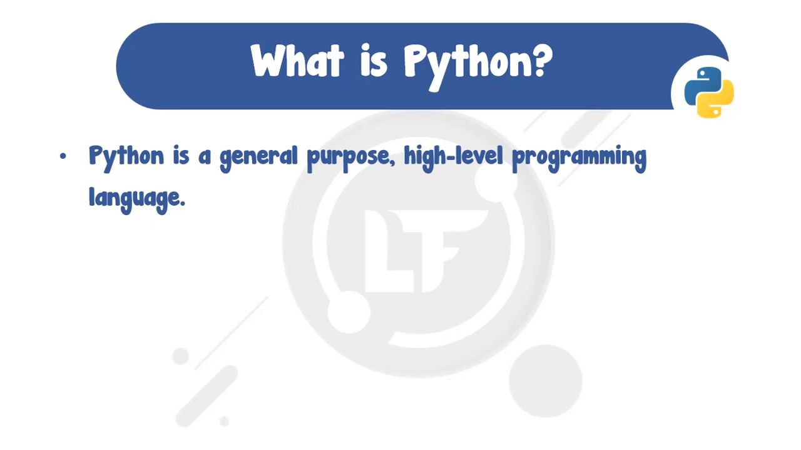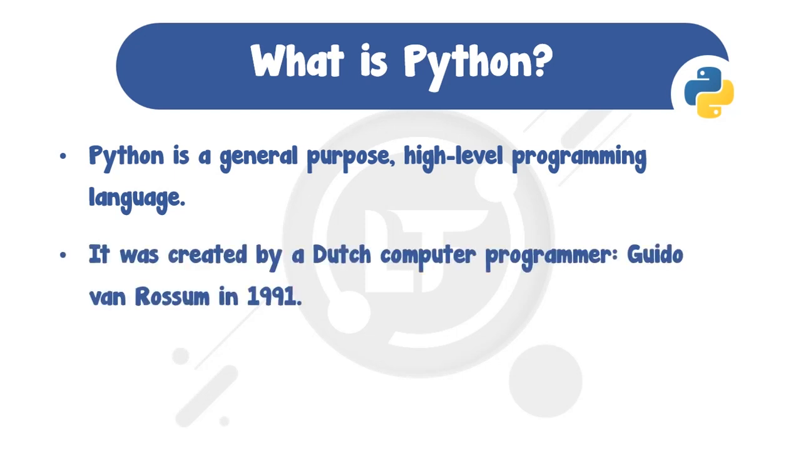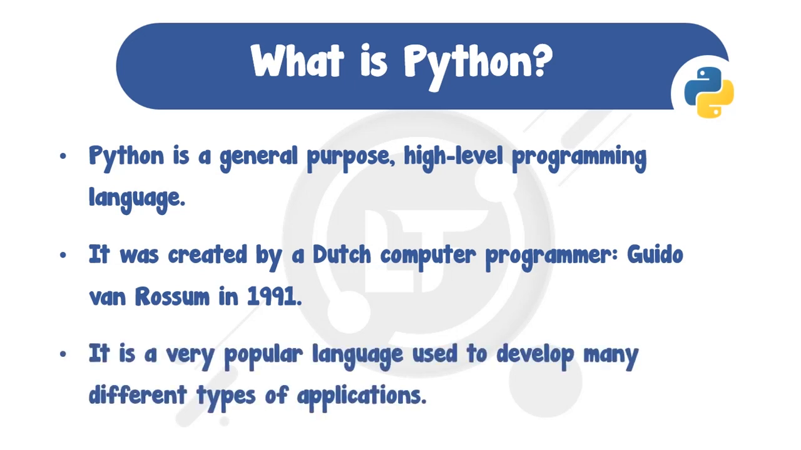Python can be used in numerous areas: web, machine learning, data science, artificial intelligence, desktop applications, and so on and so forth. Now, Python was created by Dutch computer programmer Guido van Rossum in 1991, and Python is a very popular language used to develop many different types of applications. Even if you're a newbie in the development world, in the programming world, I'm sure you must or might have heard of Python, because Python is really one of those popular languages out there, like JavaScript, Java, C, etc.